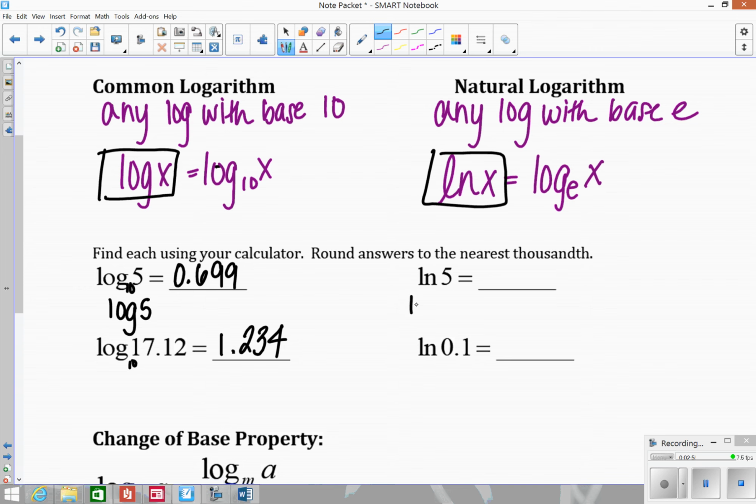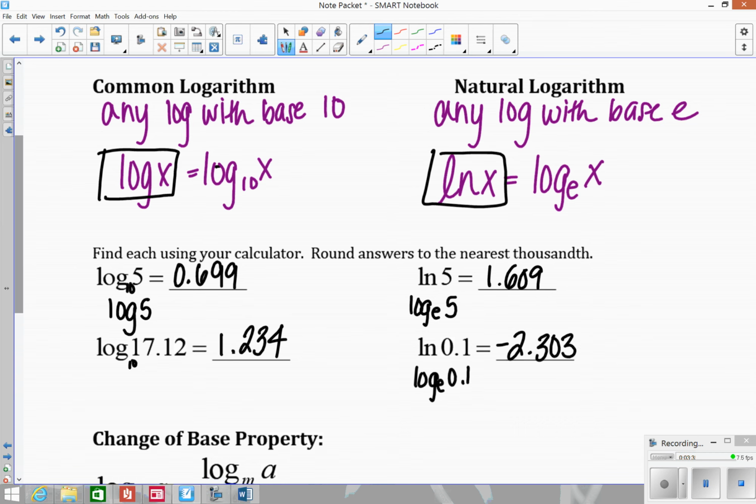ln of 5, remember, is like saying log base e of 5. You have ln as a button on your calculator, which automatically does log base e. So it's asking e to what power is going to give me 5, and the answer is 1.609. Same with this one. This is like saying log base e of 0.1. Put that in your calculator. It's asking e to what power gives me 0.1. The answer is negative 2.303.